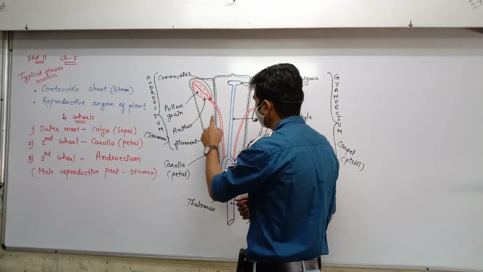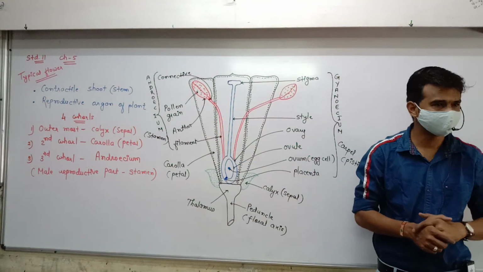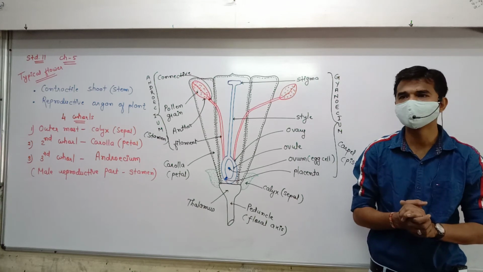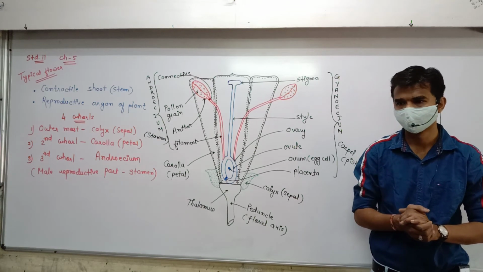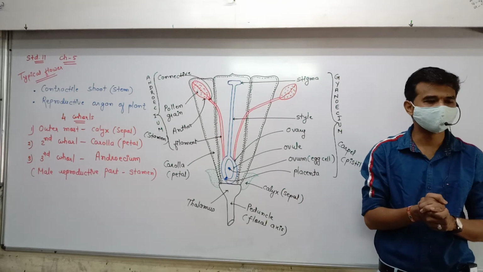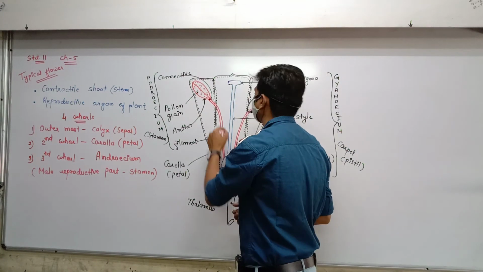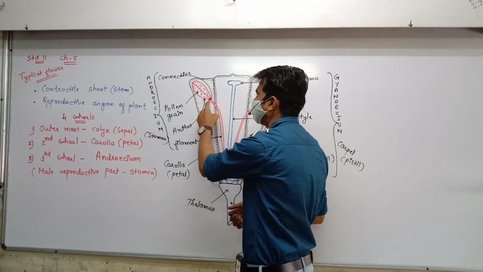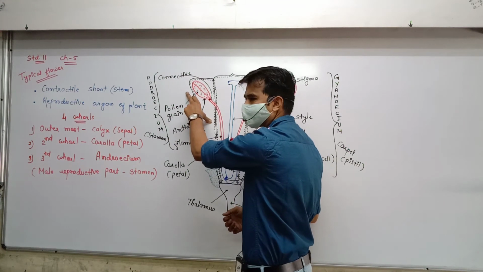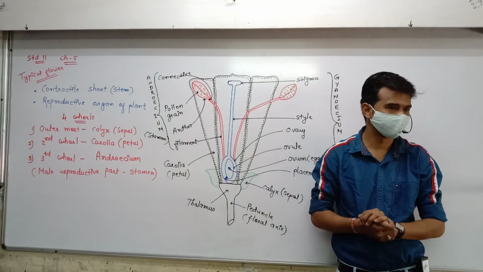Okay, filament is connected to the distal fertile part. Distal fertile part is known as anther. And inside this anther, pollen grains are developed. So initially, the filament and connective. How can we define the connective? The filament is connected to the anther. This is known as connective.